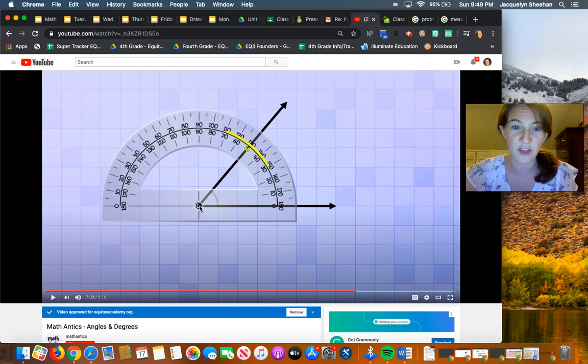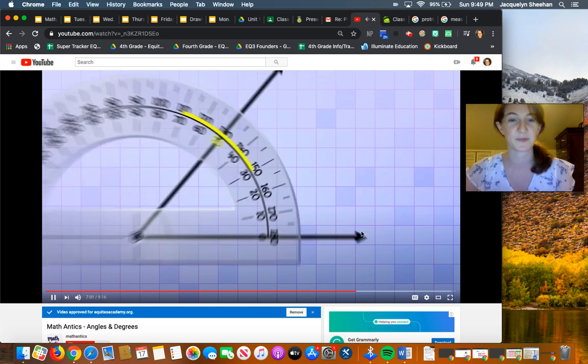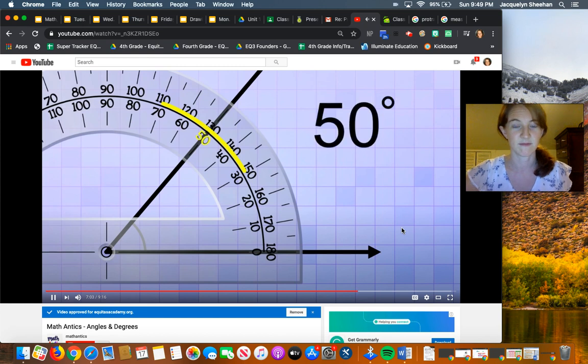So another way you could draw this is if you had it starting here at 0 and then drew it up to here at 50. So you had a line right here and a line going right here. As you can see, this angle here is 50 degrees.